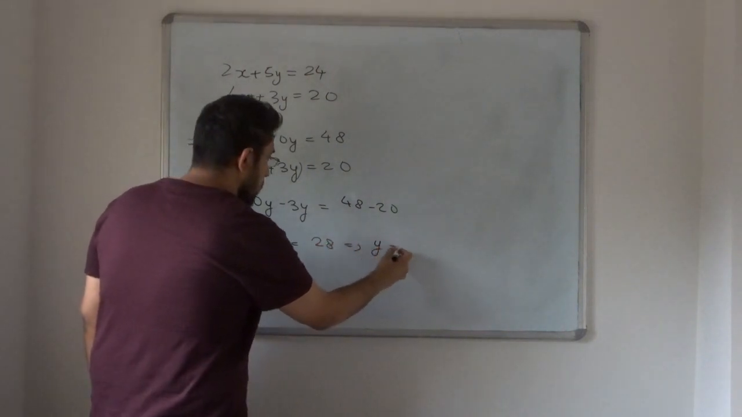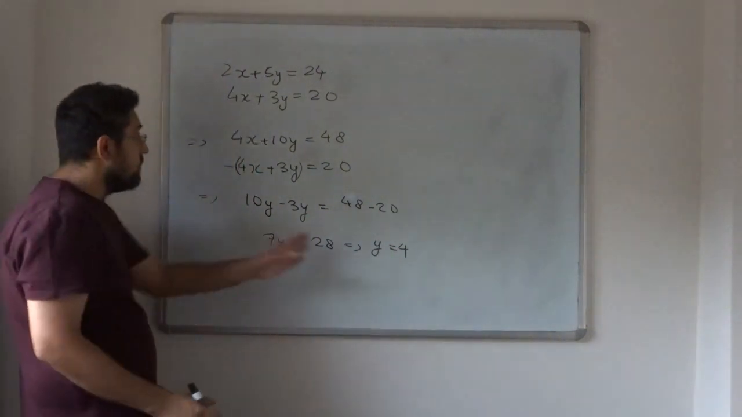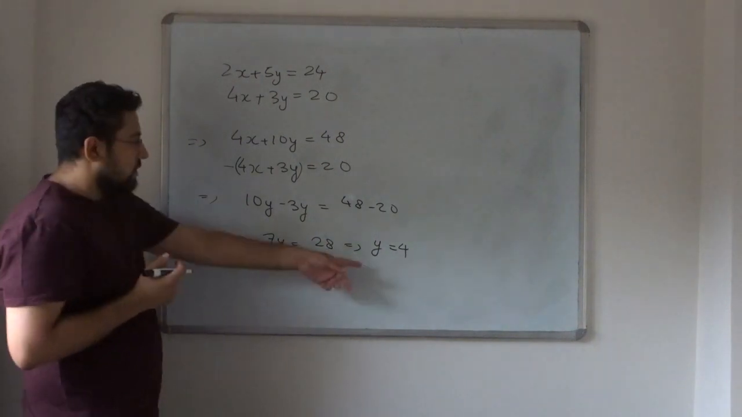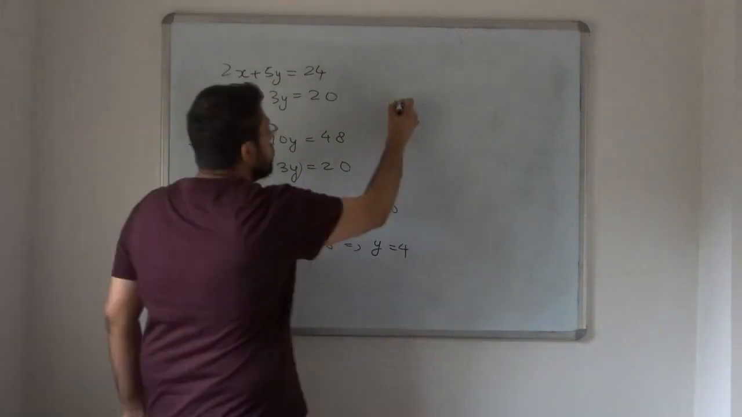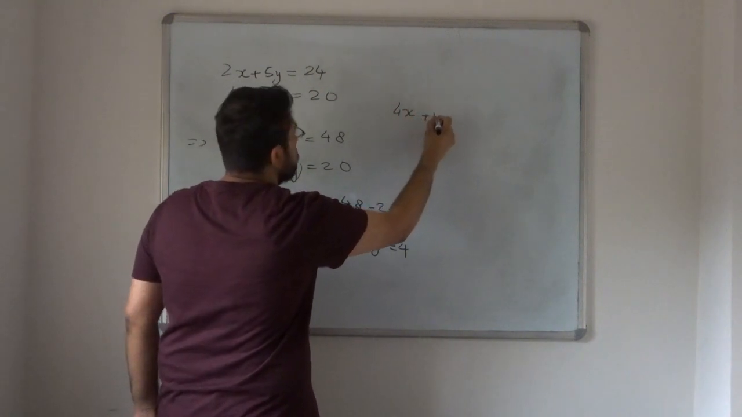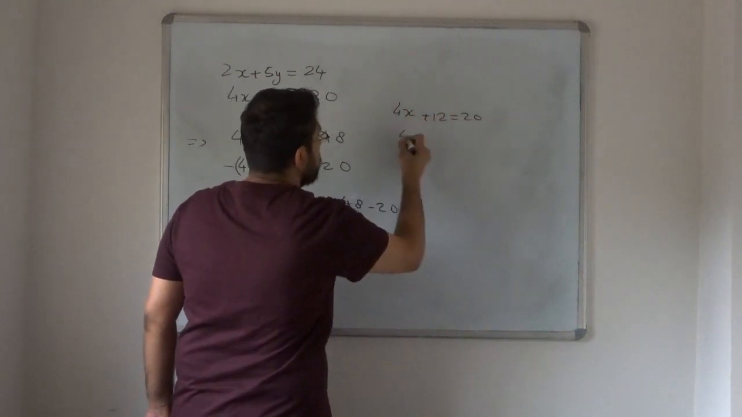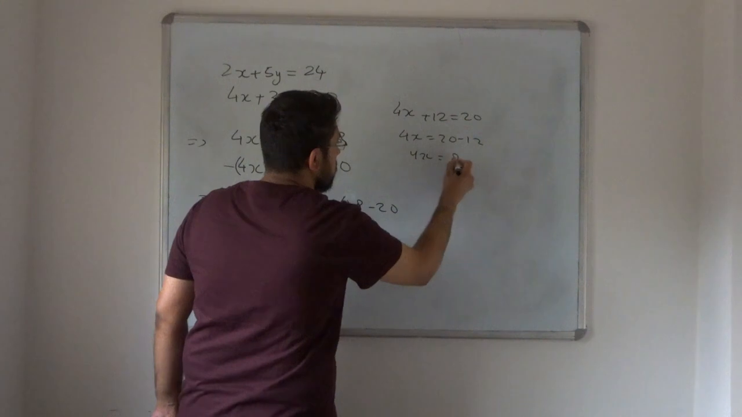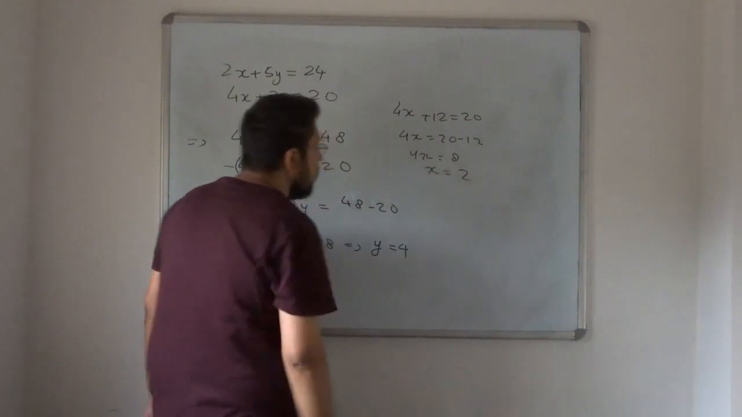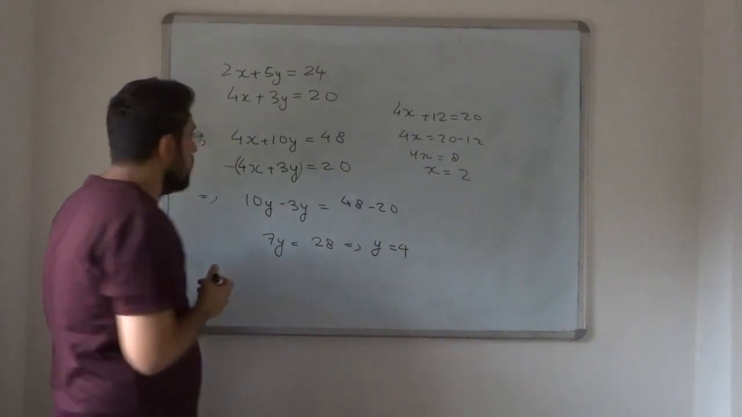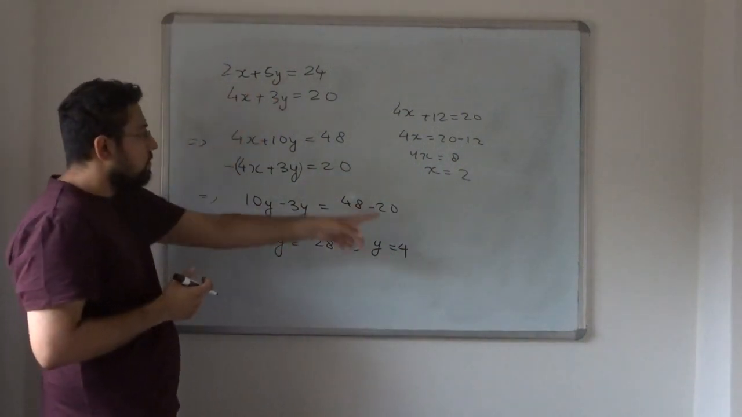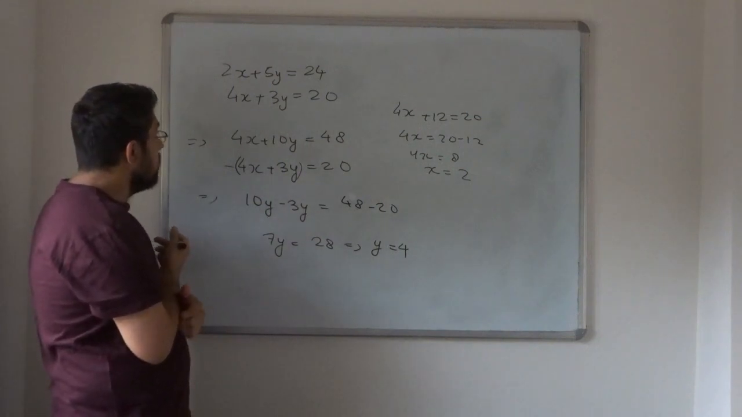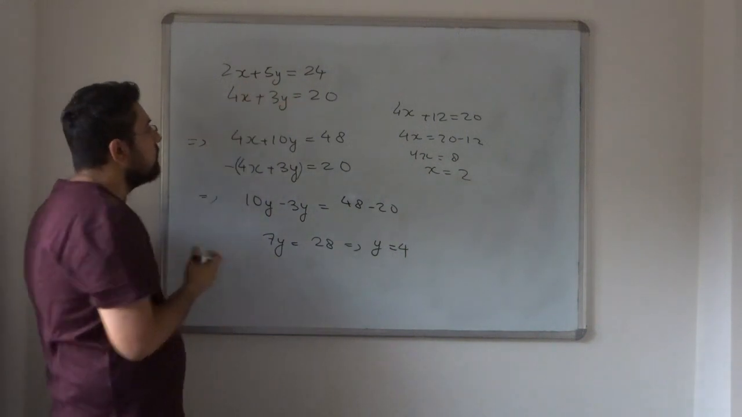So y is equal to 4. Now, what shall we do? Now let's take y equals 4 and put it in here. So you get 4x plus 12 equals 20. Then you get 4x equals 20 minus 12, so 4x equals 8. So x equals 2. Now you substitute x and y into the first equation. So you get 4 plus 20, which is 24.